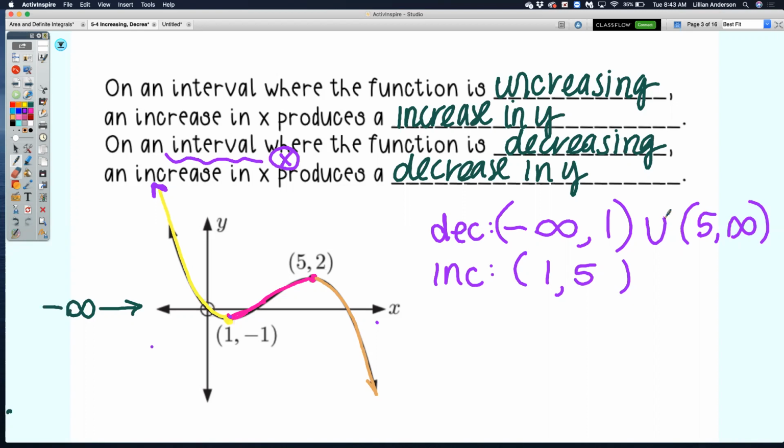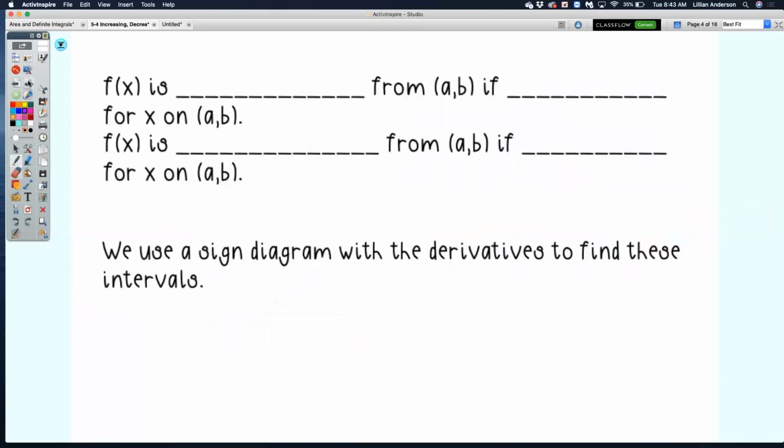Does everybody understand this concept? Because if you don't understand what I mean when I'm talking about increasing and decreasing, you're not going to understand half of the lesson today. Okay. Good. Now, if you notice, I used parentheses this entire time, okay? I used parentheses around the 1 and parentheses around the 5 because at 1 and at 5, it's neither increasing nor decreasing, okay? We'll talk about that a little bit more as we go through the lesson today.